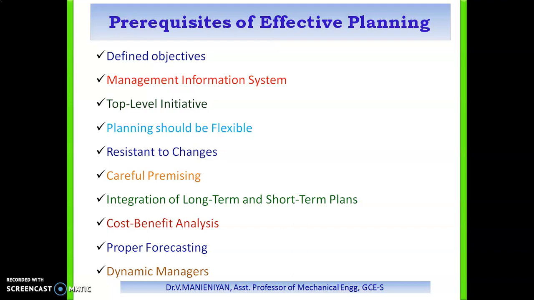Then we say proper forecasting. What is proper forecasting? One of the most important steps in planning is forecasting the future. Management should have a mechanism for forecasting changes in the environment, which are influenced by economic, social, political or international factors. The last one is dynamic factors. Rigidity leaves no space for modification and growth, which is why it is important for the manager to grow and adjust while working in a flexible environment. So these are some of the points for effective planning and its prerequisites.